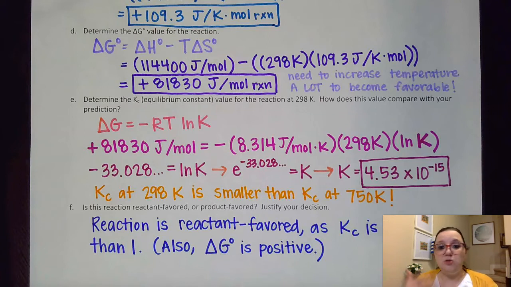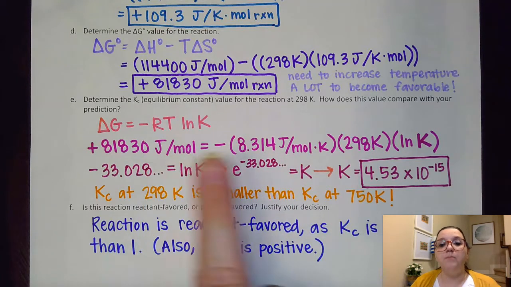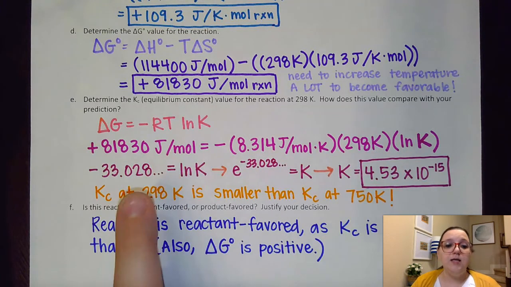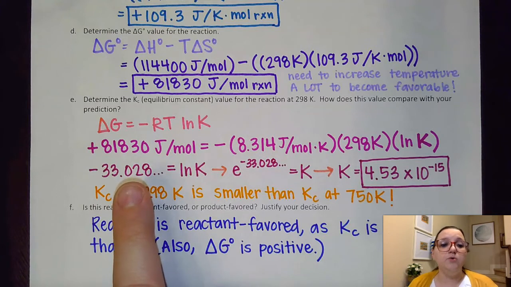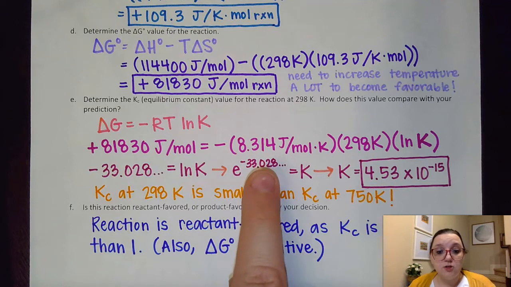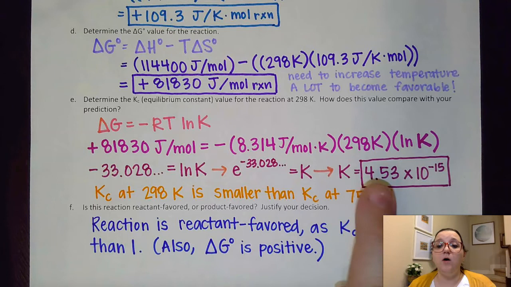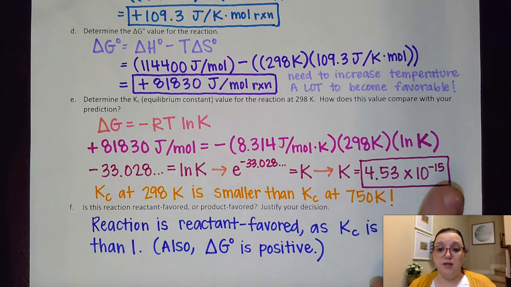Then it was just doing the calculation just like we did previously. So what I would do is divide over the negative 8.314, and divide over the 298. That gets a negative 33.028 equals ln of K. I do e raised to our number would equal K, and that ends up getting a K value of 4.53 times 10 to the negative 15th.